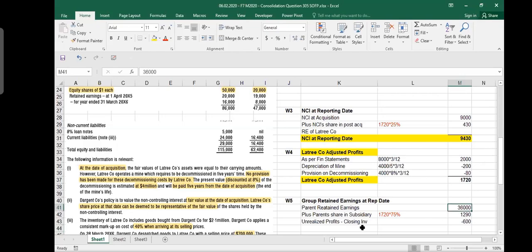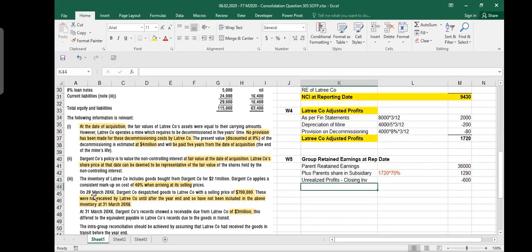But then you should pay attention that there is one more unrealized profit. There are two, because if you remember, there was one adjustment which said that on 28th March, Dutch company dispatched goods to Latry with a selling price of 700,000. These were not received by Latry company until after the year end. So they were not reflected in the inventory, but they should be considered as inventory because this is goods in transit. And the parent, when they dispatched it, invoiced it and included that.